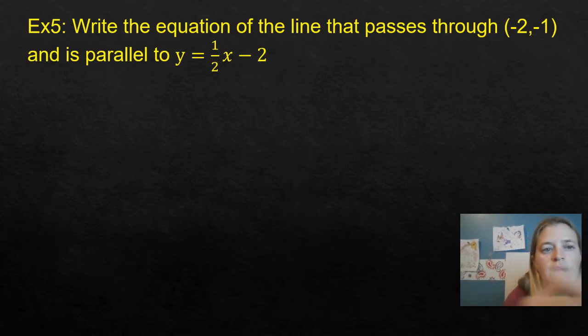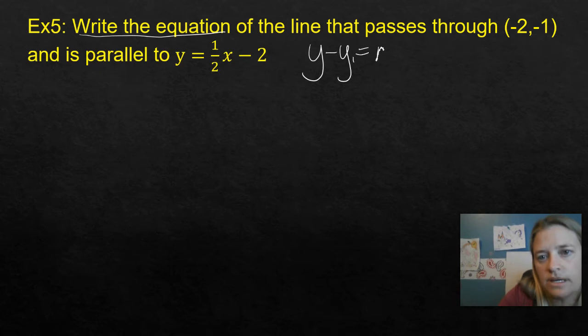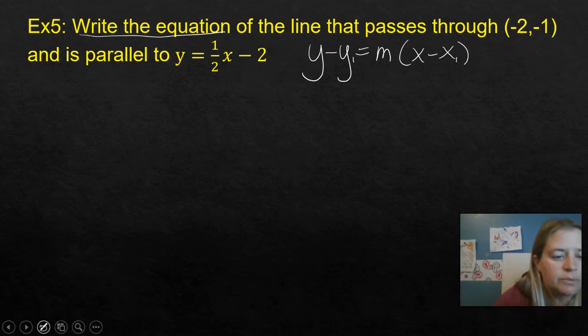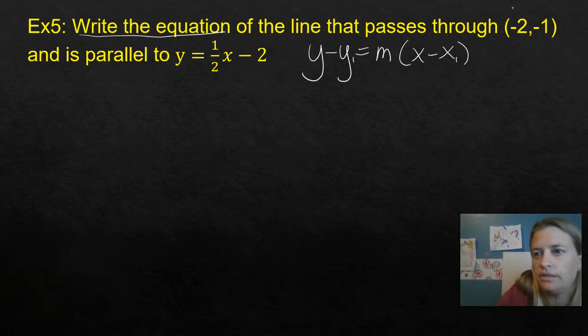So anytime you're going to write an equation, you need two things. You need to know a point, and you need to know the slope of the line. So I'm going to go ahead and jot that down. The equation is y minus y1 equals m times x minus x1. And what we're going to do is take this point, so the x-coordinate of the point is going to be your x sub 1 right here.